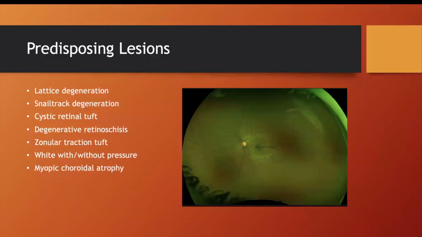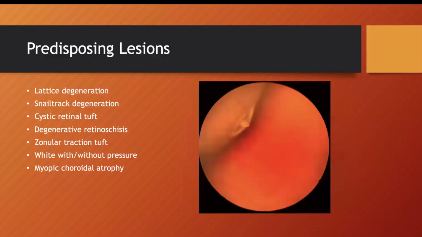Now, snail track degeneration is actually completely harmless, but the reason I've put it here is because there is a belief that it is a precursor to lattice degeneration. By itself, it is usually not a problem at all. Cystic retinal tufts look like tufts, but they're more 3D and cystic in nature, and these can develop breaks. Retinoschisis, like I said, I'll go through at a later date. And zonular traction tufts are zonules that extend posteriorly onto the retina and can cause pulling on the retina.